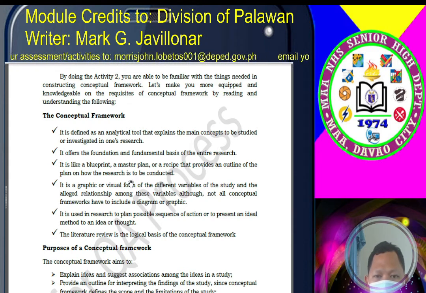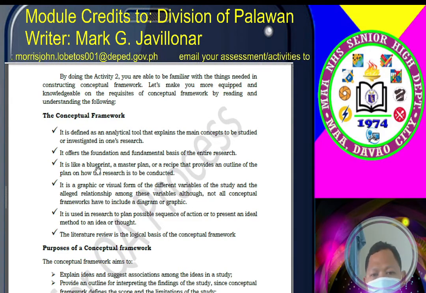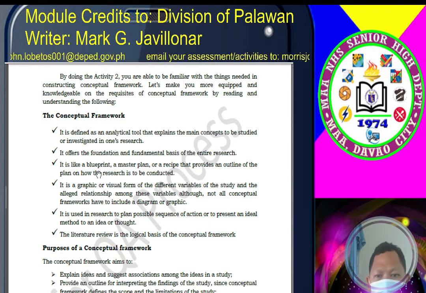Okay, so again, like I said earlier, a conceptual framework is a blueprint for the structure of your study. So by merely looking at it, the readers of your research can easily determine what the variables and its indicators in your study are, and they can also identify the research methodology based on your conceptual framework.